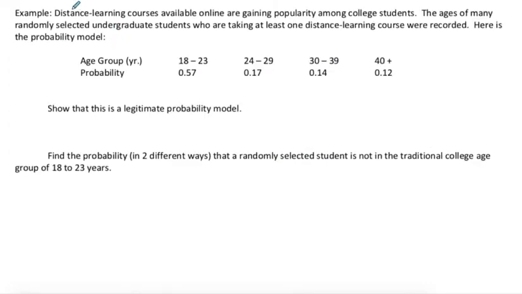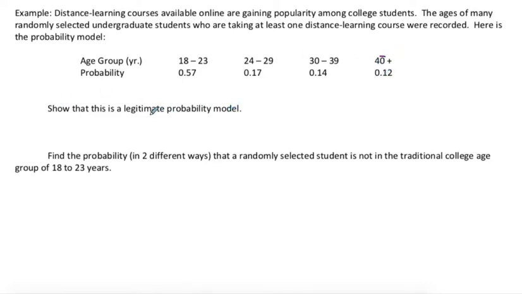Our example to start us out says distance learning courses available online are gaining popularity among college students. Maybe not this year. The ages of many randomly selected undergrad students who are taking at least one distance learning course were recorded. Here's the probability model. We had 18 to 23-year-olds, 24 to 29, all the way up to 40 and older. The probability of each group: 57% of the online learning students are 18 to 23, all the way to 12% of them are 40 and older.